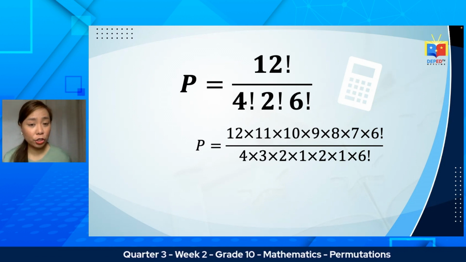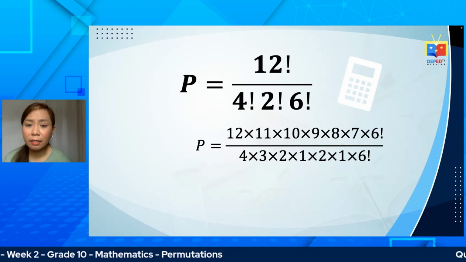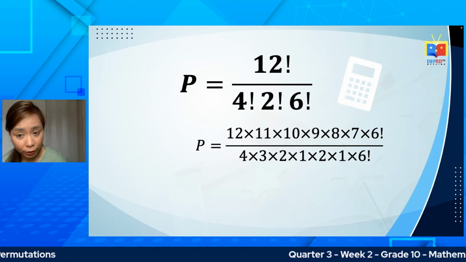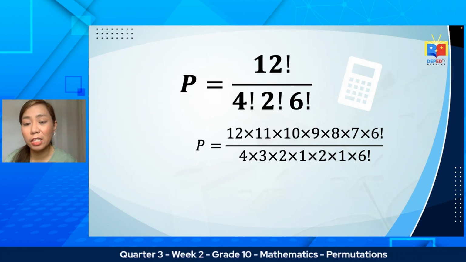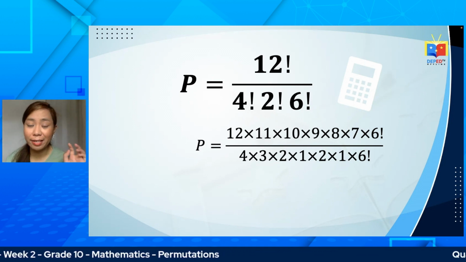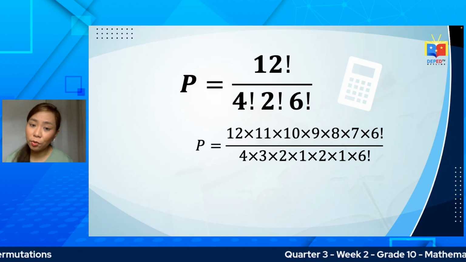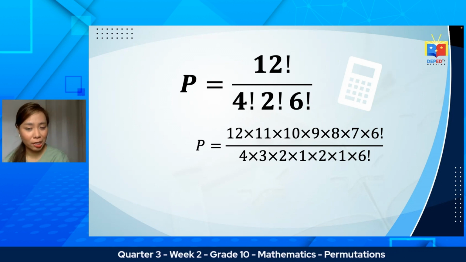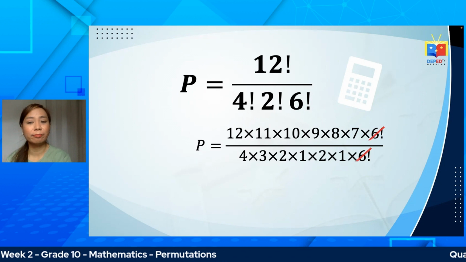So for the expansion on the numerator, we have 12 times 11 times 10 times 9 times 8 times 7 times 6 factorial. I stopped at 6 factorial because I have a 6 factorial on the denominator. So the other factorials will be expanded. We have there 4 times 3 times 2 times 1 times 2 times 1 times 6 factorial. And then, let's cancel common terms.